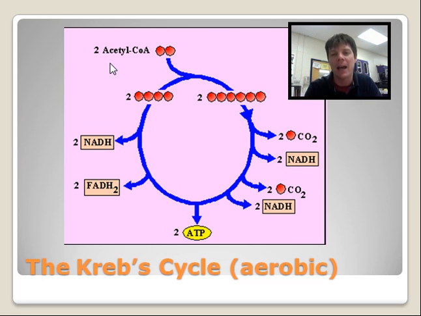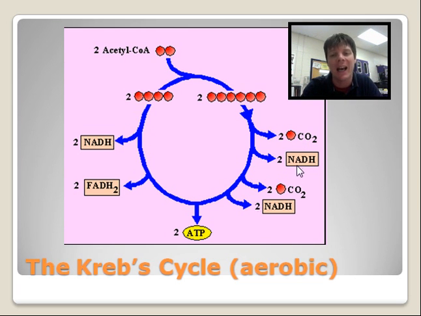First, at the end of glycolysis, there's that pyruvic acid, a 3-carbon molecule. That can be modified by enzymes to produce 2-carbon molecules that can enter into the Krebs cycle. Now, in the Krebs cycle, we're producing some important things. Carbon dioxide, this is where it comes from. That's that waste substance that you're exhaling every time that you breathe out.